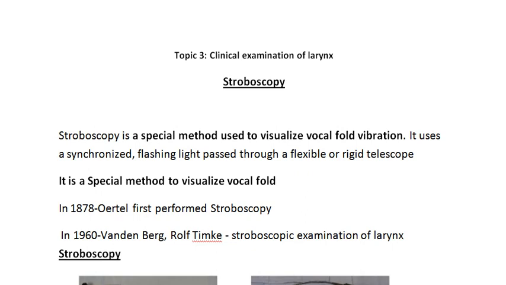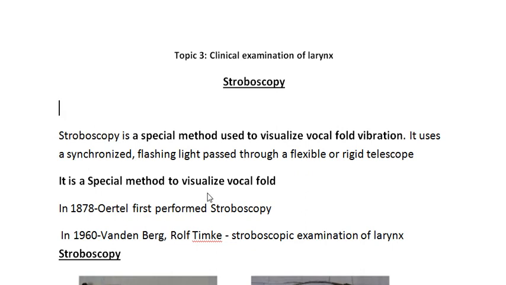In 1878, Oertel first performed the stroboscopy. Even before this, in the middle of the 1960s, Van den Berg and Wolf performed stroboscopic examinations of the larynx, but with not good results. But it was basically first performed by Oertel.